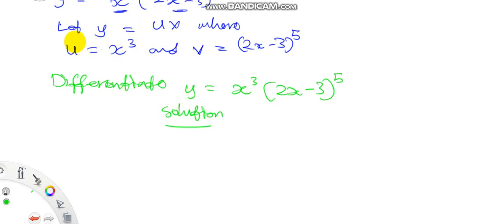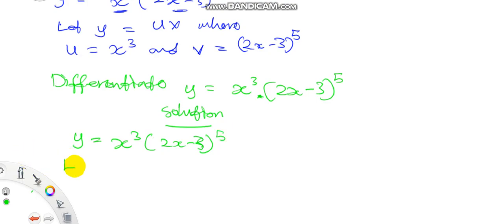Now, as I noted earlier, this is a product. Although there isn't a multiplication sign here, you can tell this bracket indicates multiplication. So this is a product, right? So we say here, let's write our function: y is x cubed multiplied by (2x minus 3) raised to the power 5.